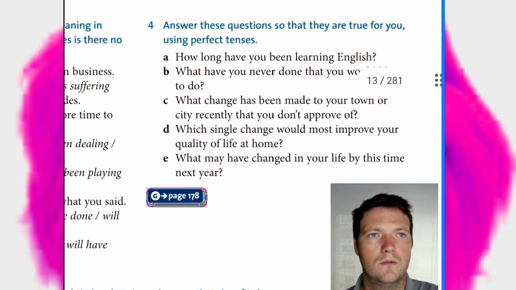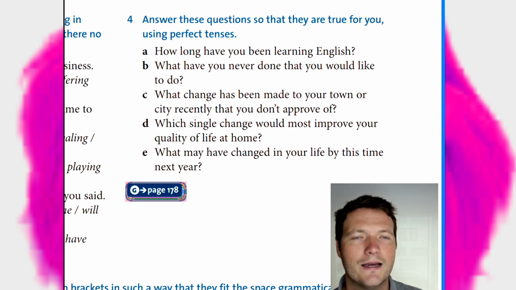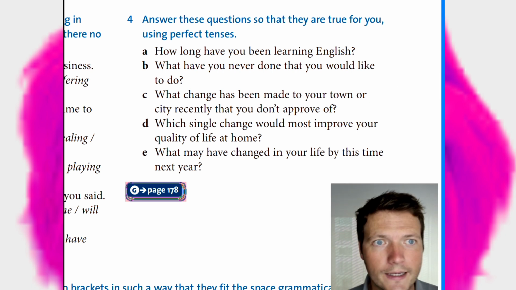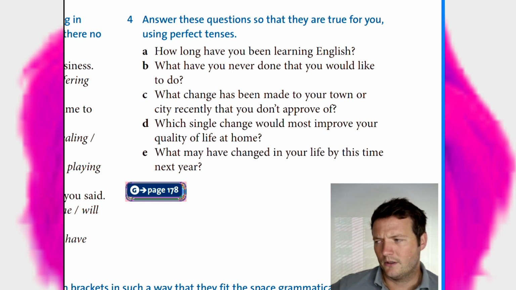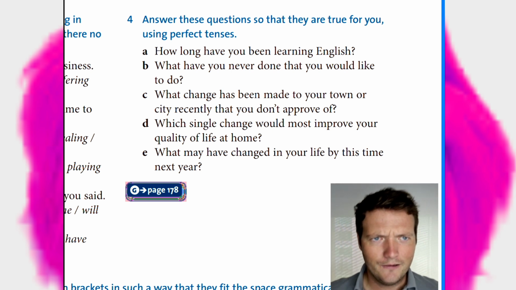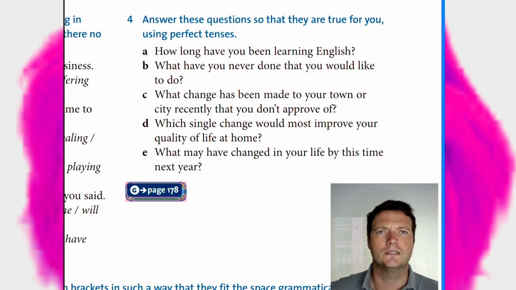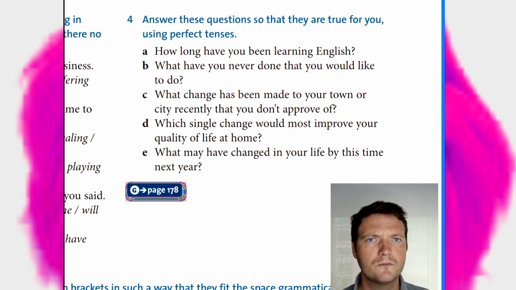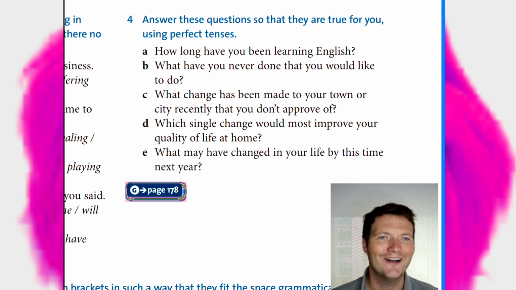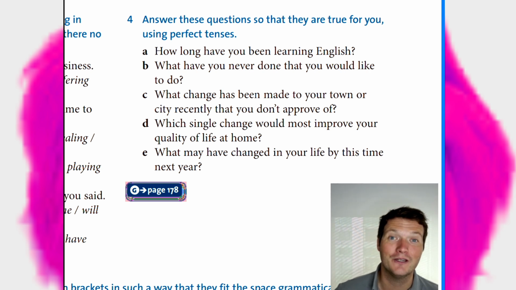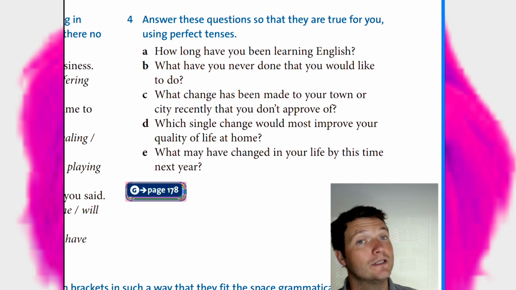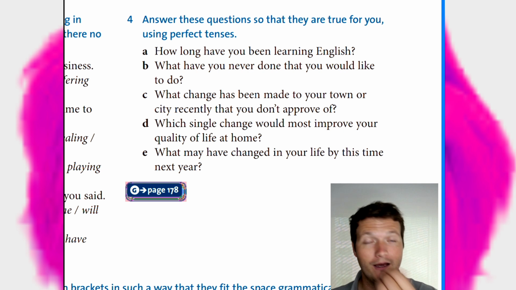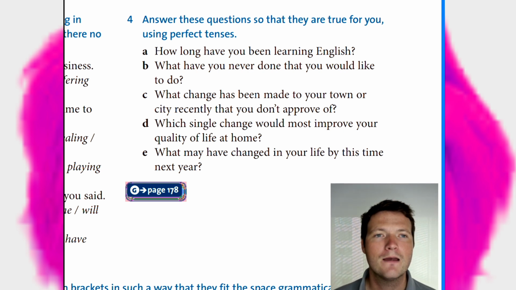Okay, so let's have a look at exercise 4. It asks us to reflect here a little bit. It asks us some questions, so I'm going to try and answer these questions for myself in full sentences. How long have you been learning English? Well, very typical question that you might get asked in the C2 exam. Obviously, for me, not a very relevant question. Since day one. I have been learning English since day one.